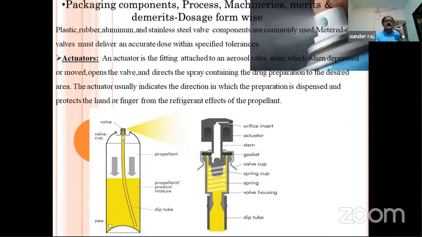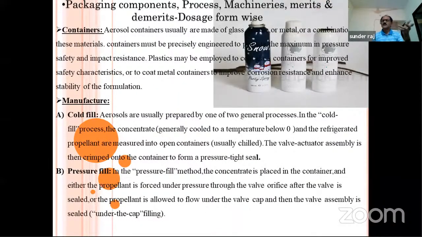These are the various components of the aerosol dosage form. And the container, as I told you, most aerosol containers are aluminium. Aerosol containers usually are made of glass, metal, or a combination. These materials must withstand pressure, because aerosols are pressurized metered dosage forms. The materials are dispensed inside the container at high pressure. That is the reason we cannot throw an aerosol container, because it will blast. This is also why aerosols are not allowed in flights, because they are pressurized dosage forms.